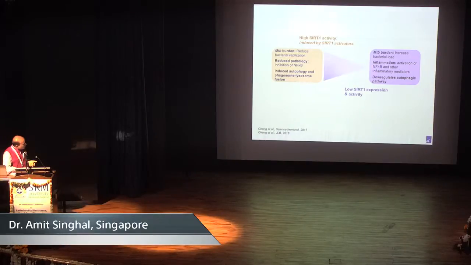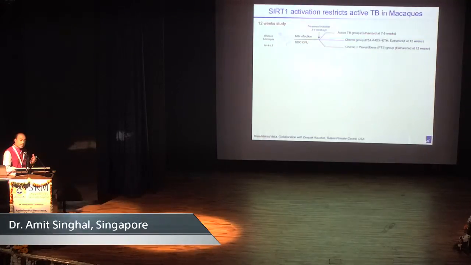And the overall summary of this is that upon MTB infection, there is reduced sirtuin-1 expression and activity. And now if you can enhance the sirtuin activity by activators, either synthetic or natural, you can reduce the bacterial replication. So this was in mice, what we did. We continued with the monkey model.